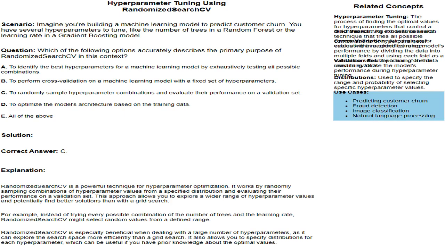Fraud detection. Optimizing fraud detection models through hyperparameter tuning helps identify suspicious transactions more accurately, reducing false positives and improving the effectiveness of fraud prevention strategies.